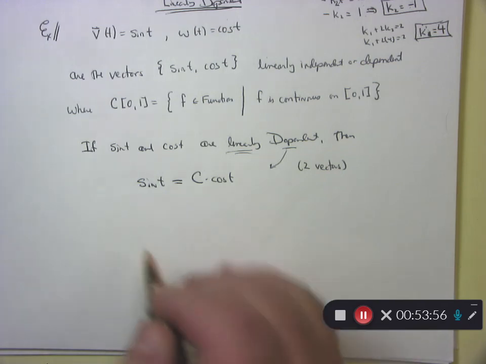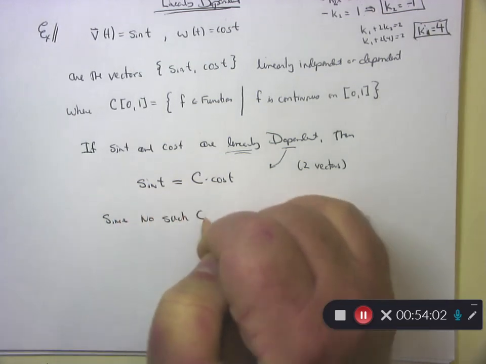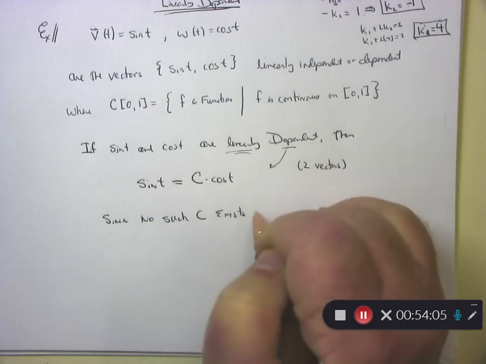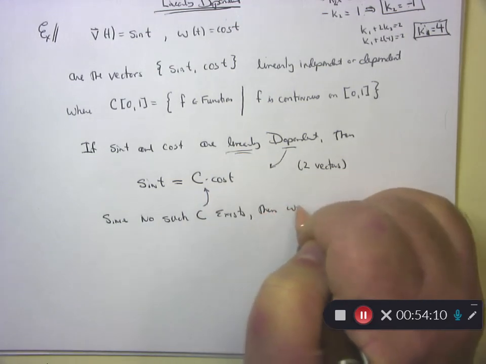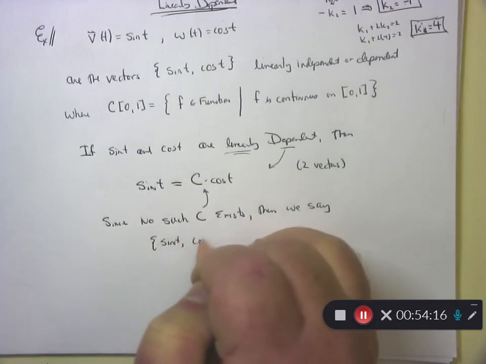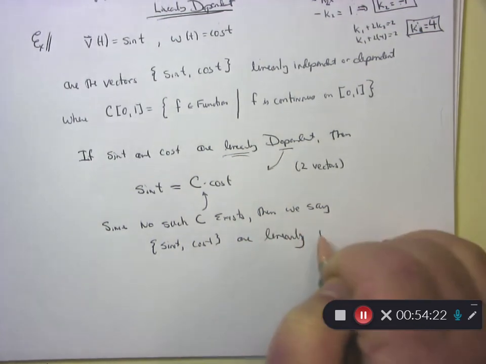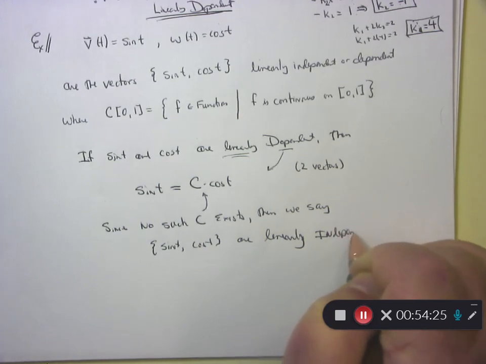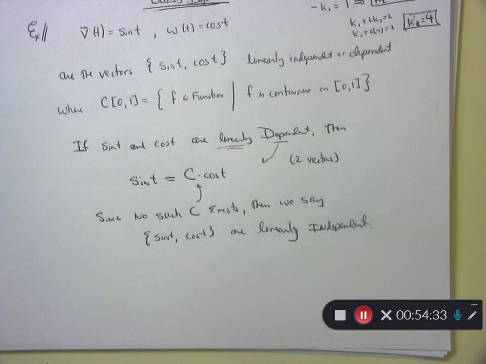So, okay, since no such c exists here, then we say sine of t and cosine of t are linearly independent. There is no constant out there that you can multiply times a cosine to turn into a sine. I could do a horizontal shift, but that's manipulating the t variable.